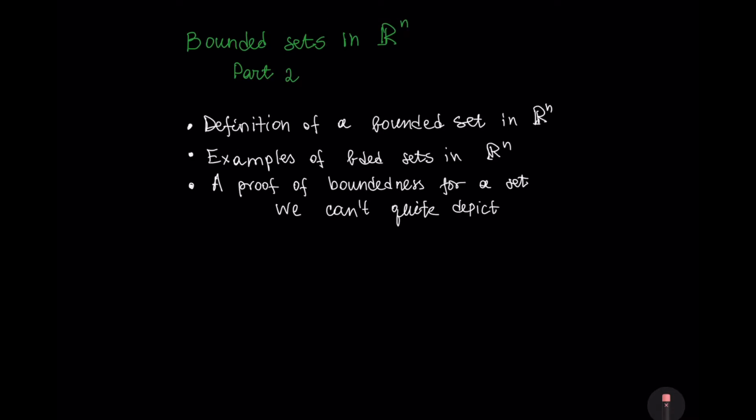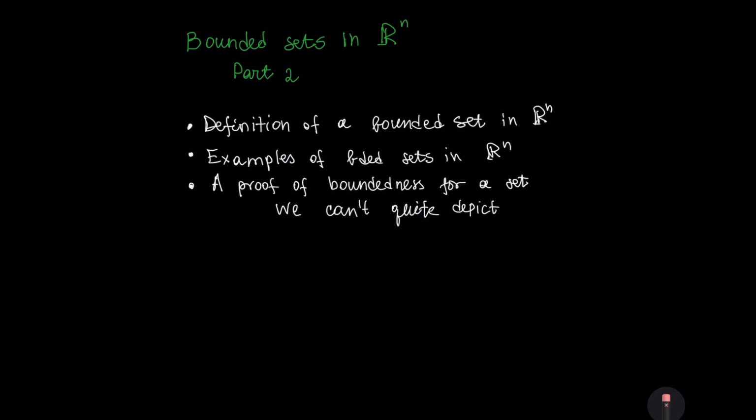So in this video, we are going to recall the definition of a bounded set in Rn, and we're going to focus on examples of bounded sets in Rn. In particular, we'll look at balls in Rn. We will define what a ball is. We will look at finite unions of balls, and we will prove that those are bounded sets.